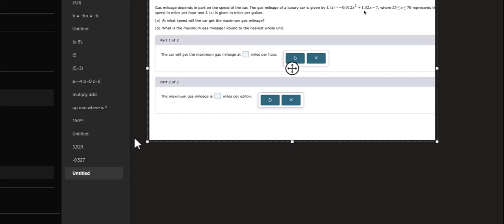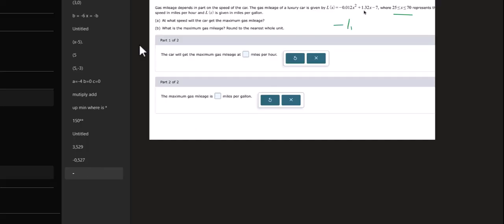Car mileage depends in part on the speed of the car. The gas mileage of a luxury car is given by this function, where x between 25 and 70 represents the speed. At what speed will the car get the maximum gas mileage? Okay, so we're going to start this the same way. It's saying at what speed, that's going to be the x. What is the maximum gas mileage? That's going to be the y.